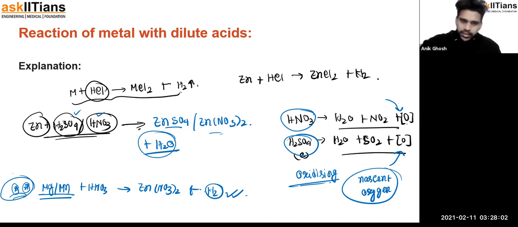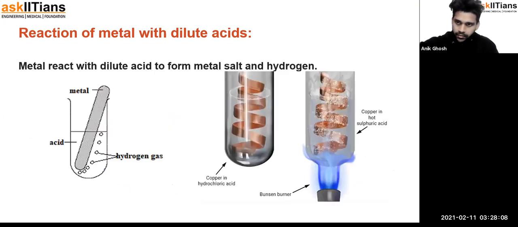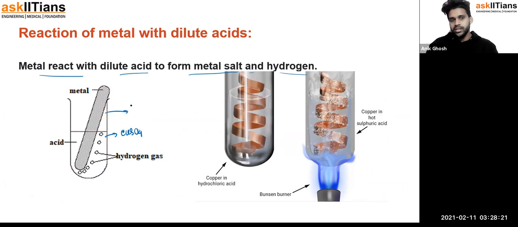Okay. Now the thing is, metals react with dilute acid to form the metal salts and the hydrogen gas. So you have seen earlier as well, when you take copper sulfate solution and zinc metal with it, it gives you zinc sulfate and copper. Now just wait for a moment. This is H2SO4. What happens is you get the H2 gas out of it, right?